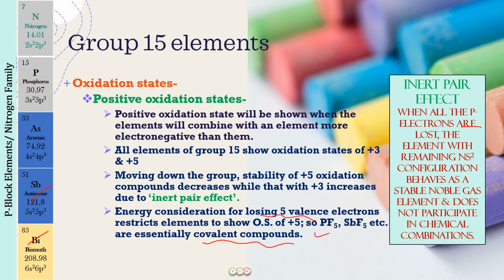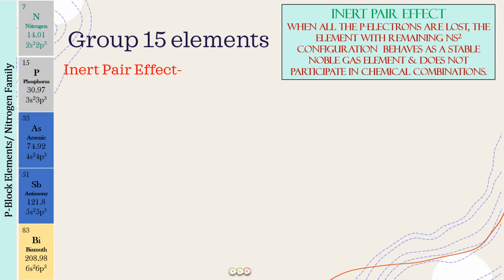For example, we have PF5, antimony fluoride. So all of these compounds, they are going to be covalent compounds, not ionic compounds. Okay, I hope this is clear. So now let us understand what we mean by the inert pair effect. How does it play a role in the formation of various compounds? Why the +3 oxidation state is going to be more stable down the group and +5 oxidation state is going to be less stable down the group.